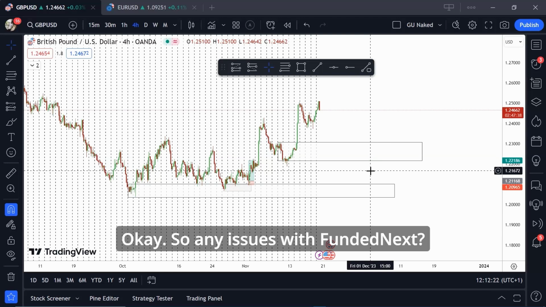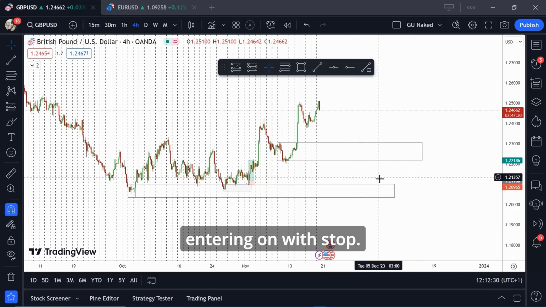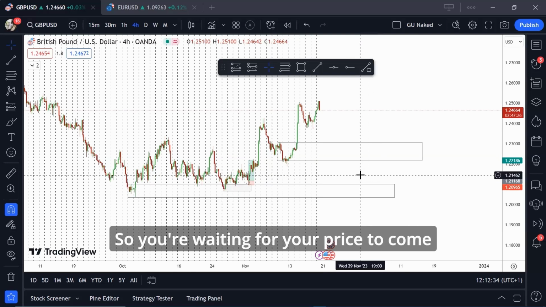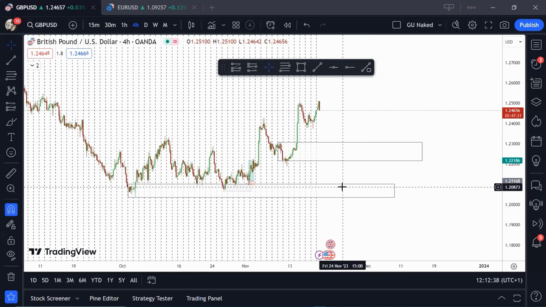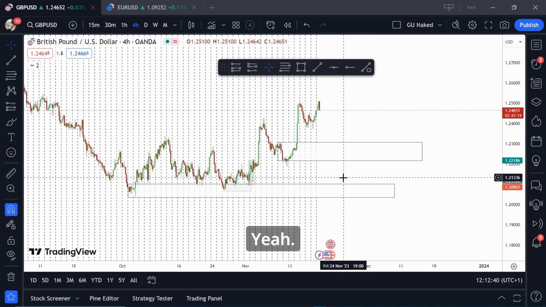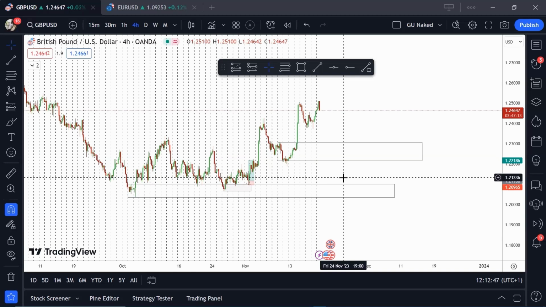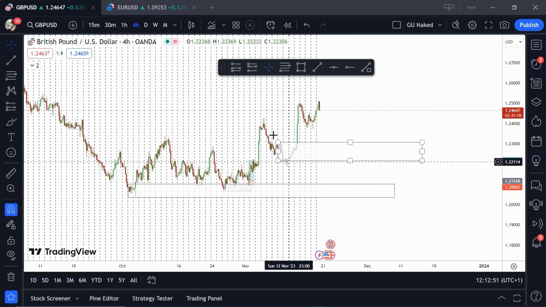Any issues with FundedNext? You say you're entering with limits, so you're waiting for price to come back to an area and those limits are getting triggered. Yes, they are getting triggered at the exact prices, so I'm cool with that. Good stuff. Can you maybe share your FundedNext dashboard?